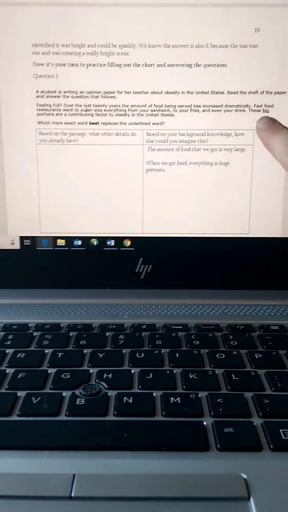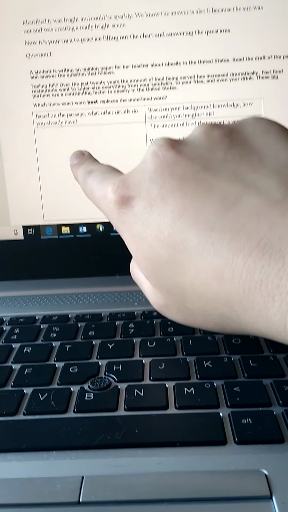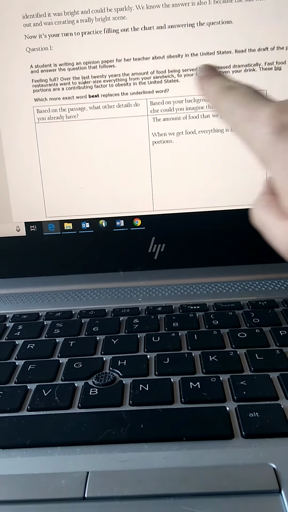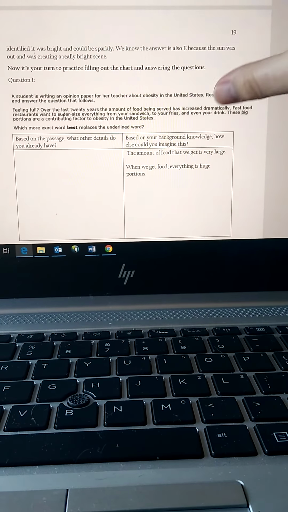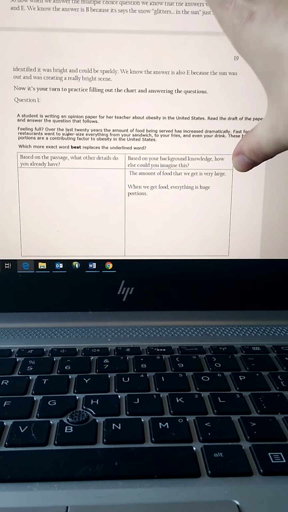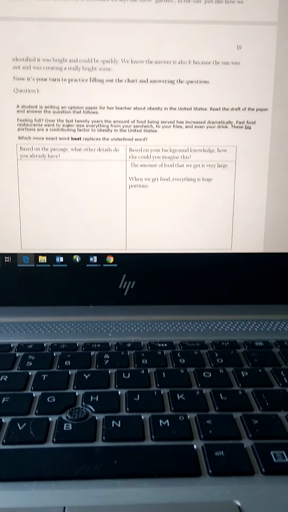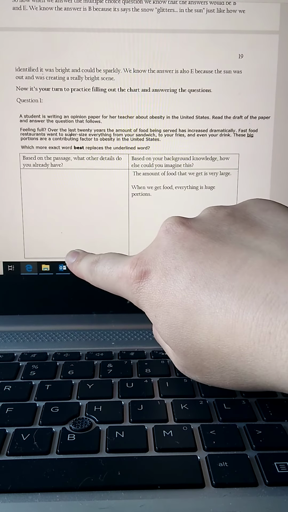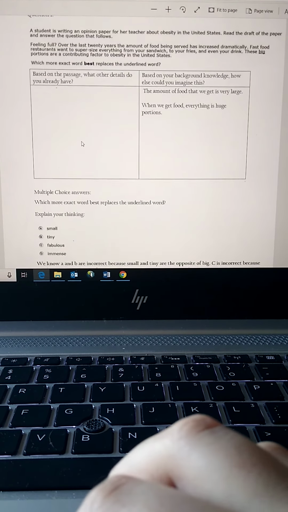So right here, we're thinking of big, but first we're going to fill out the chart. So based on the passage, what details do you already have? You want to think of, what does this paragraph tell you? Go ahead and write some of those down. I already did 2 examples on this side, so remember this is like our imagination. So we're thinking that the amount of food that we're getting is very large. When we get food, everything is in large portions or huge portions. So you can add some details from the text, and then you can also add more of your imagination. And then we'll go down to the multiple choice.